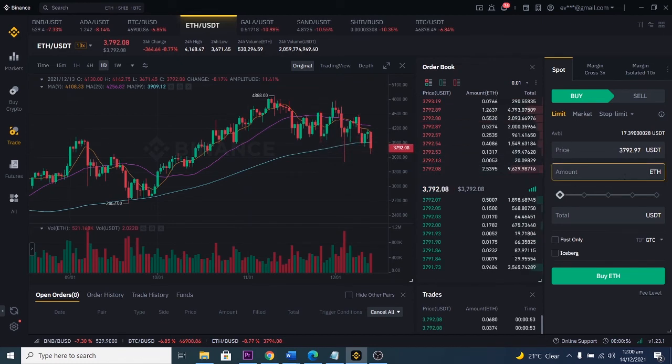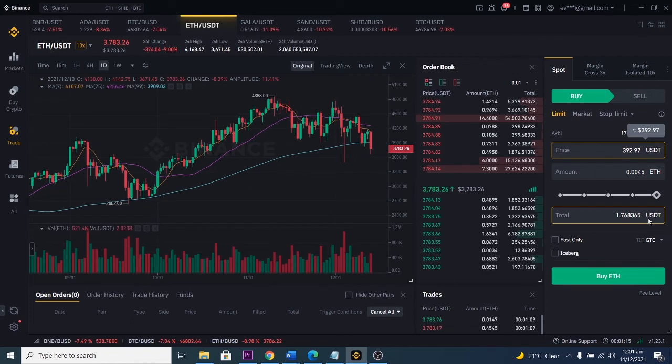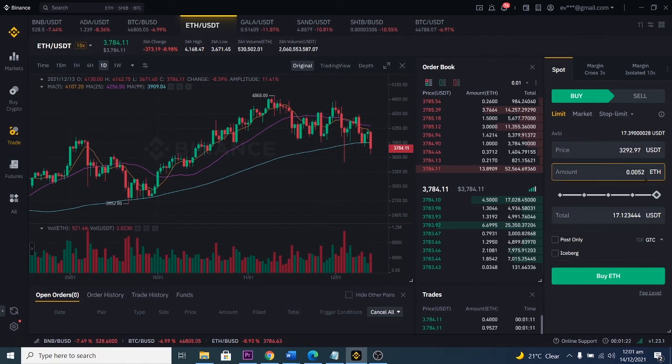You can just go to 3792, and then the amount of ETH you want to buy. The amount will be determined by the amount of USDT you are willing to spend. So if I click 100% of my USDT, I'll be able to get 0.0045 ETH at this price. But if I know this is going to fall further, I can delete this 7 and put 2. I'm supposed to get 0.0048 before. Now I'm getting 0.0052 because I've reduced the price.